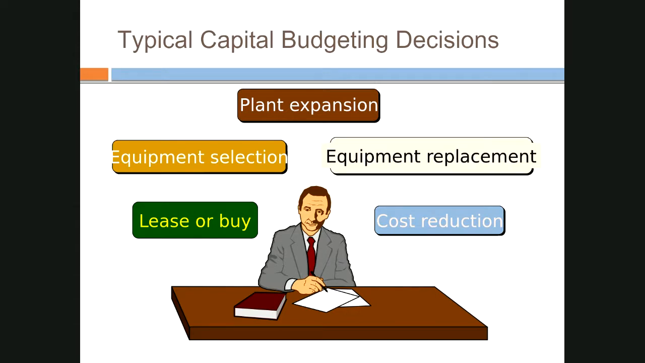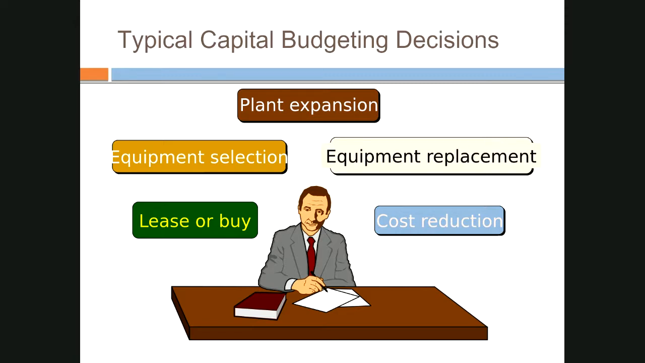Equipment replacement, so if you want to buy a new type of equipment to replace your own one. Cost reduction, so before you were using a manual accounting system, but this time you're going to use a computerized accounting information system, because ultimately your total cost of managing the accounting system will be lower in the future. Lease or buy, so before you were renting your building, but you are evaluating the possibility of acquiring the leased asset or the leased building.